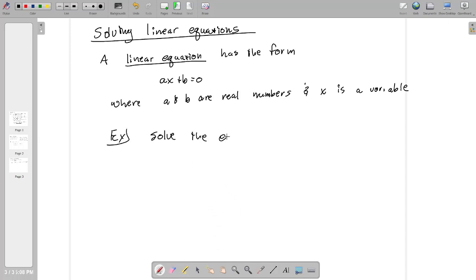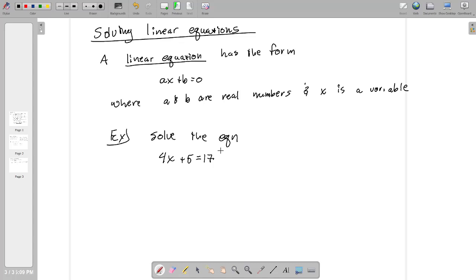Example, solve the equation. So here we have an equation, 4x plus 5 equals 17. Now whenever we're looking to solve an equation, generally we're looking to do it in reverse order of operations. We want to get rid of the 5 first, and then we'll worry about getting rid of the 4. Now our end goal is to get x alone on one side of the equality, so that we know what x will be equal to. That will be our solution.